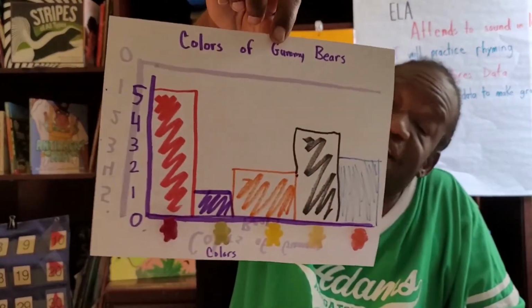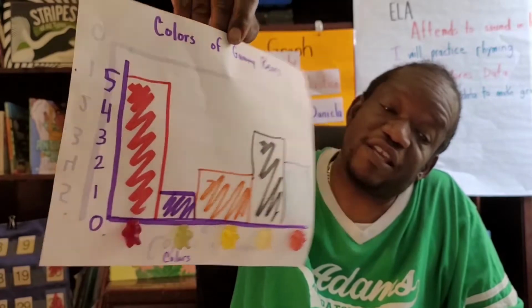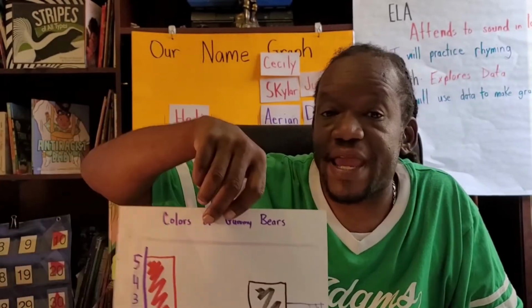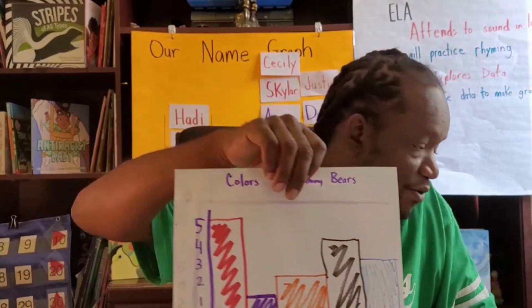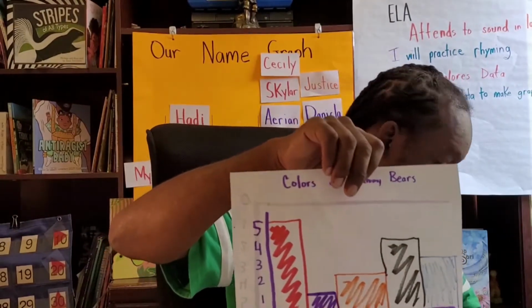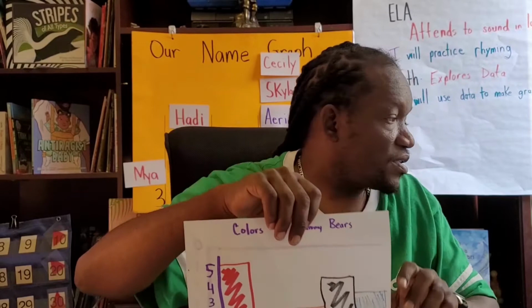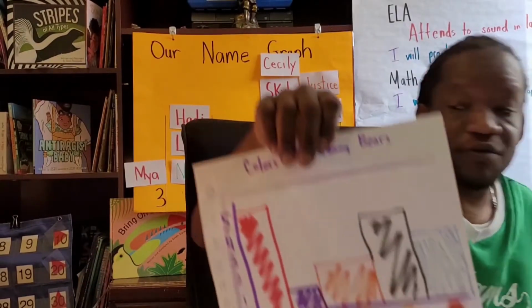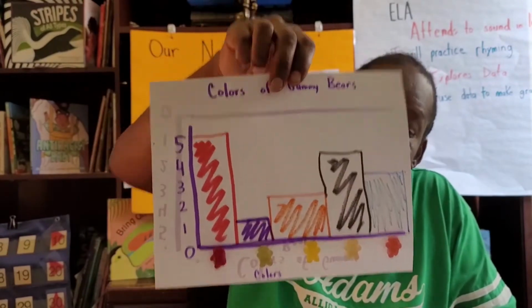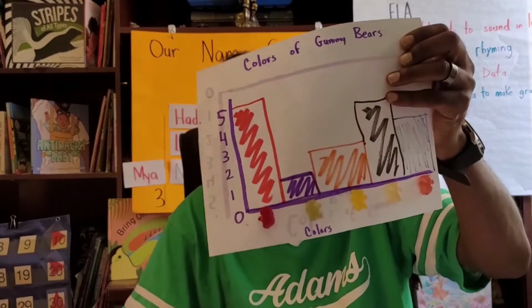So you can make graphs out of anything that you do. Maybe you can get a bag of Skittles and you can graph all your Skittles. Remember last week where we glued some shapes to our graph. But graphing is fun and easy. But this is a bar graph.